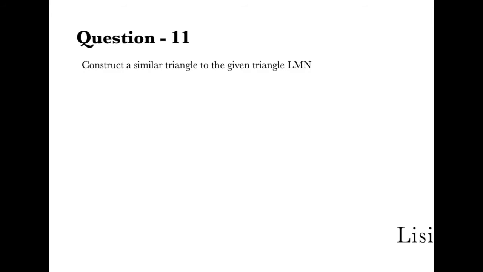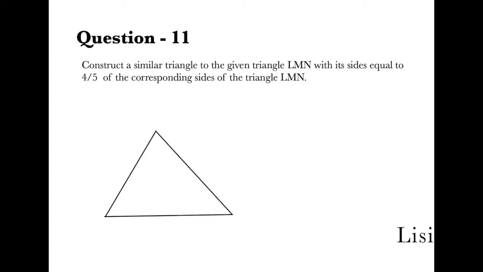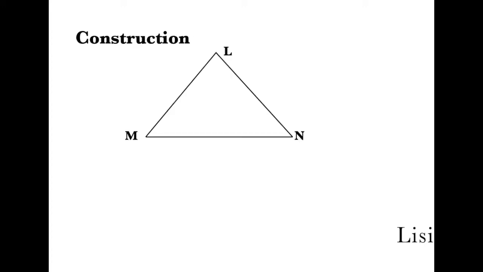11th sum. Construct a similar triangle to the given triangle LMN with its sides equal to 4 by 5 of the corresponding sides of the triangle LMN. Now you draw the rough diagram. Draw the triangle and name it as LMN. Okay. Now you see it is 4 by 5. 4 by 5, it is a proper fraction. Okay. So your L dash and N dash will fall inside. Clear? Yes. Construct a triangle LMN.